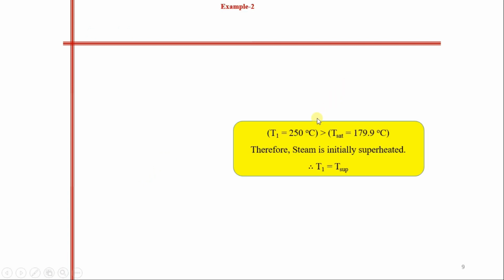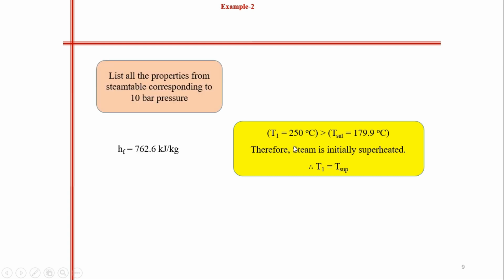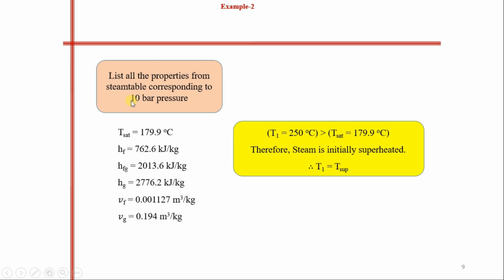So first, from the steam table, list all the properties. We already did this in the previous example, which was also at 10 bar pressure, so we know these properties. Here the saturation temperature at 10 bar pressure is 179.9 degrees Celsius, and the given temperature of steam is 250 degrees Celsius.